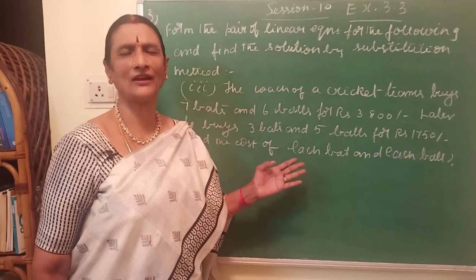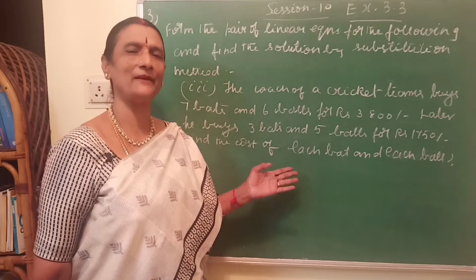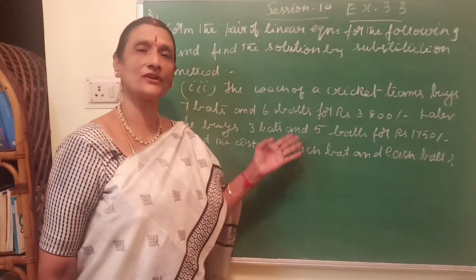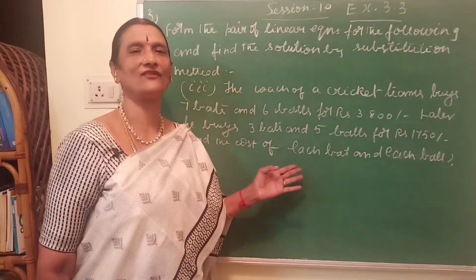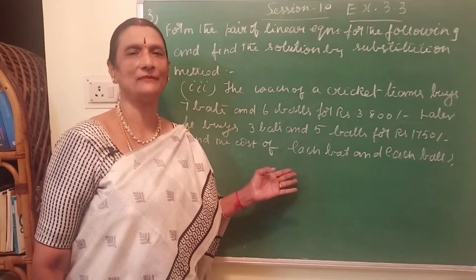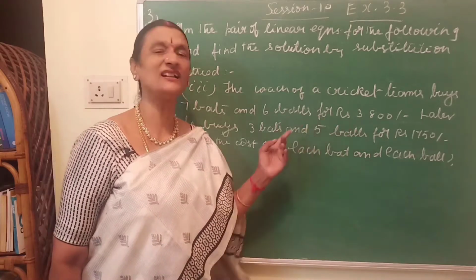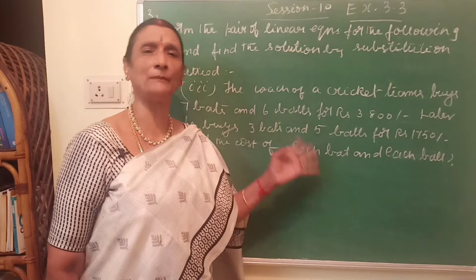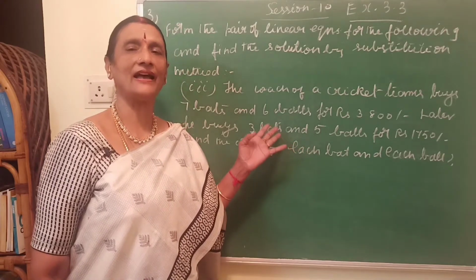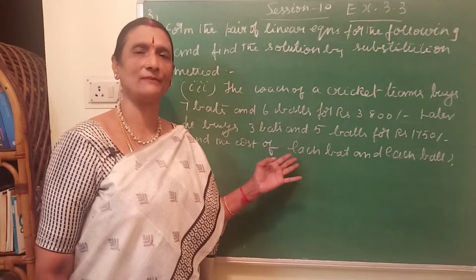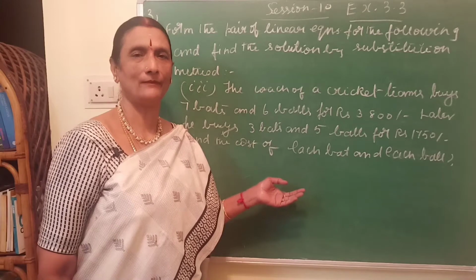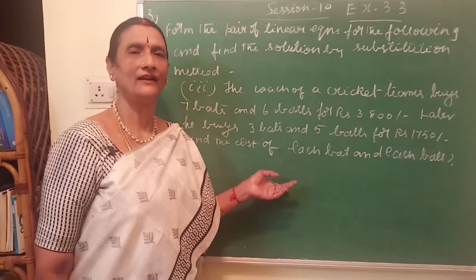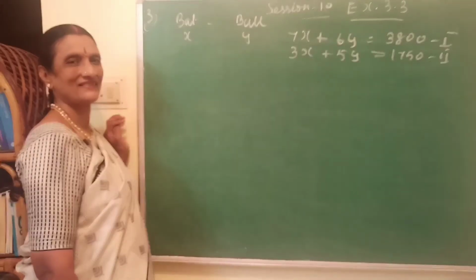We have done 1 or 2 sums of the same type in the previous exercise. Now what we have to do? We have to get the linear equation and we have to do it by the substitution method. The numbers are a little large, but don't think that it is very difficult, it is very simple. As usual, we will solve by the substitution method, and we will get some value for x and some value for y. Let us see how we are going to work.